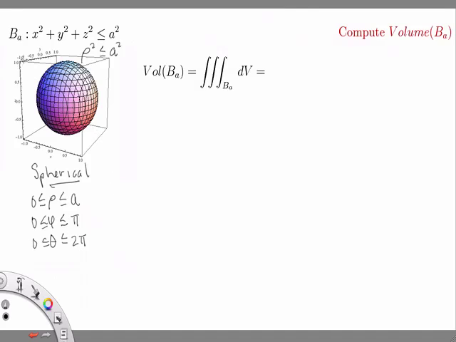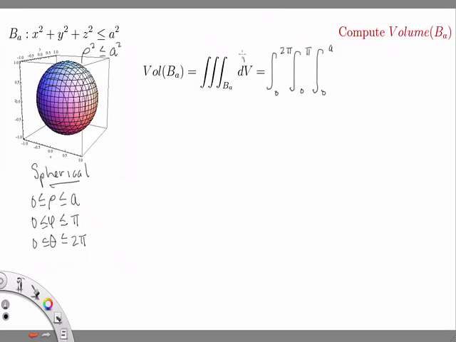So now we recognize that the ball of radius a is, in spherical coordinates, sort of the equivalent to a box in rectangular coordinates, in that the bounds for the three coordinates are all constant. That's definitely a good thing. That's going to make things much simpler. So we have 0 to 2 pi, 0 to pi, and then our rho bounds are 0 to a.